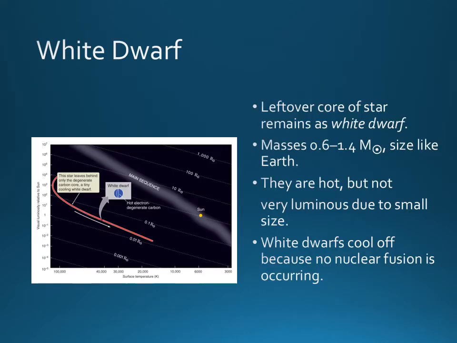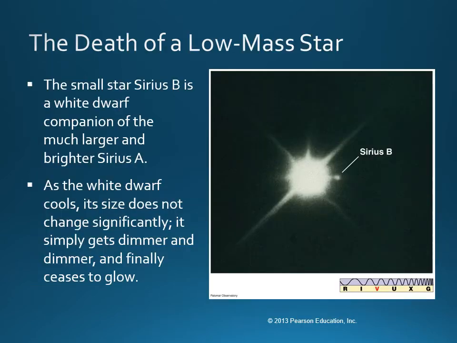The leftover core of the star remains as a white dwarf, with a mass of 0.6 to 1.4 solar masses, and about the size of the Earth. It is hot, but not very luminous due to its small size. White dwarfs slowly cool because no nuclear fusion is occurring anywhere in the star. They cannot collapse further because the gravitational force is not enough to overcome electron degeneracy. The final demise of a low-mass star is to become a white dwarf.